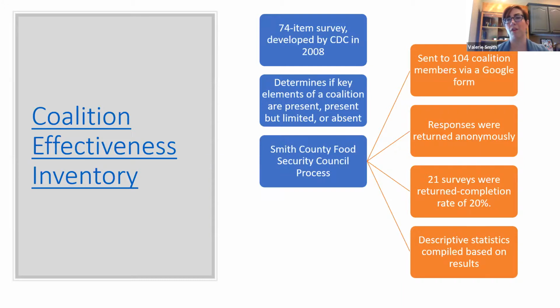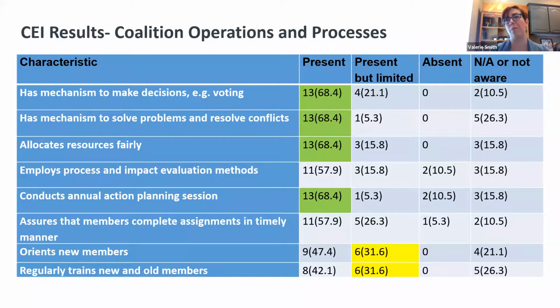And so we sent this out not to everyone on our coalition list, but to the 104 people that we have who are active participants in at least one of our work groups. We got 21 surveys back, which in the scheme of surveying is pretty good, a 20% completion rate, although I would have loved, obviously, to have higher numbers. But just to give you an idea of what it does, it breaks down into different categories. So there's coalition operations and processes. What I did is then go through and highlight things that we were relatively doing well, some areas that might be places for growth. So I'll point those out as we move forward so that you can see what we did with that.